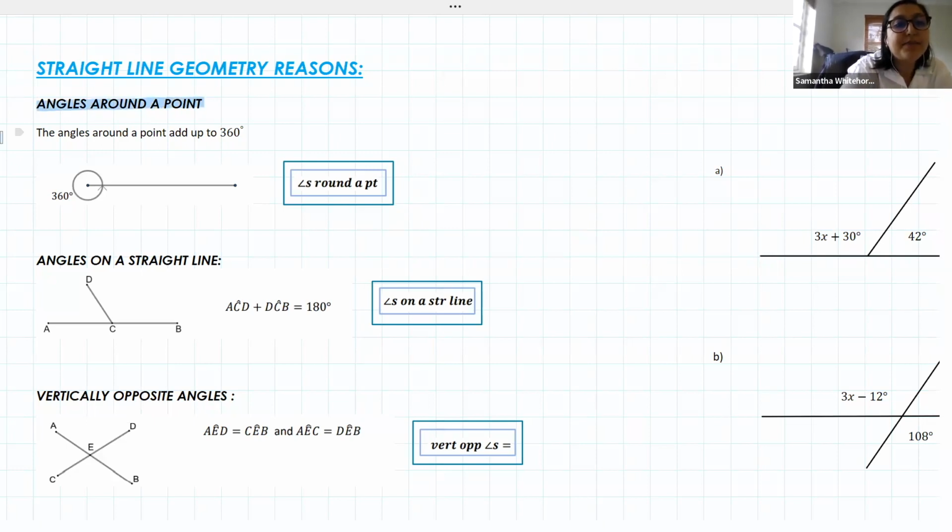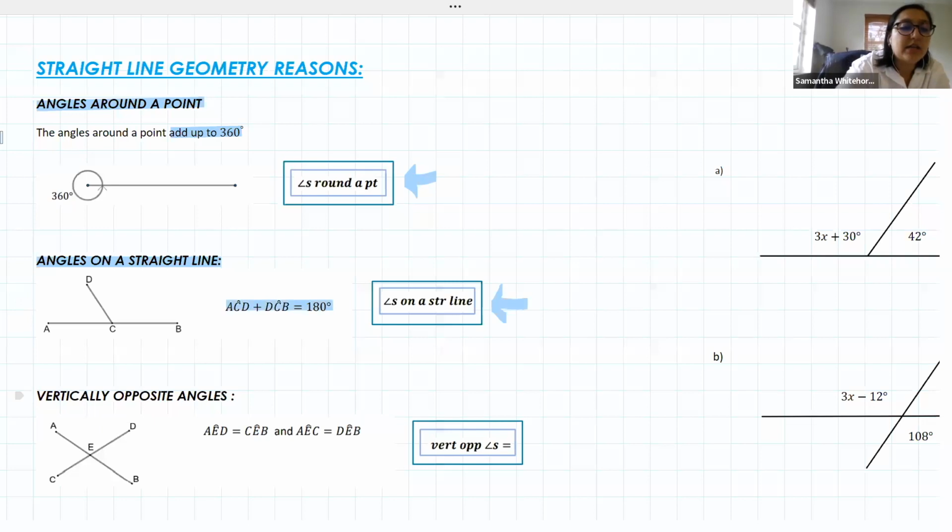All right, so the first reason that we had a look at dealt with angles around a point. We know that angles around a common central point add up to 360. Everything in the blocks here are your reasons. So if you are going to use angles around a point, you have to give a reason for that statement. The second reason was angles on a straight line: angles that are adjacent, right next to each other on a straight line, add up to 180 degrees. They are supplementary. Again, in the block, angles on a straight line would be your reason.